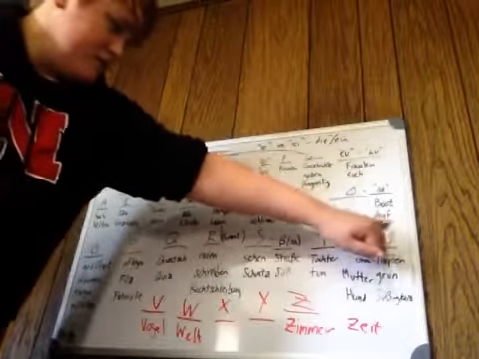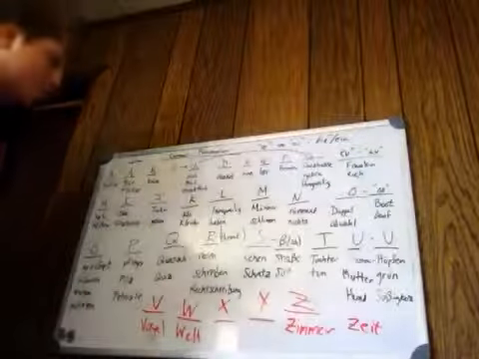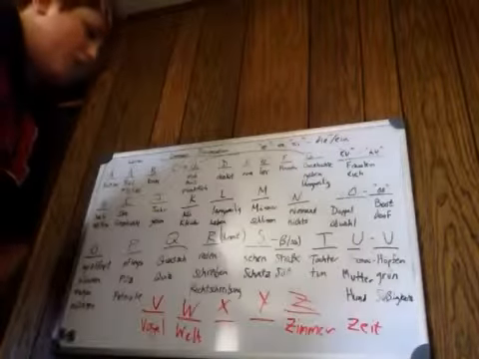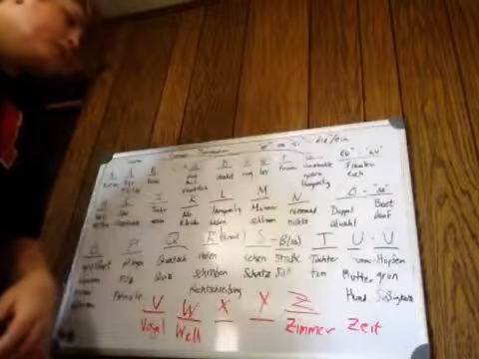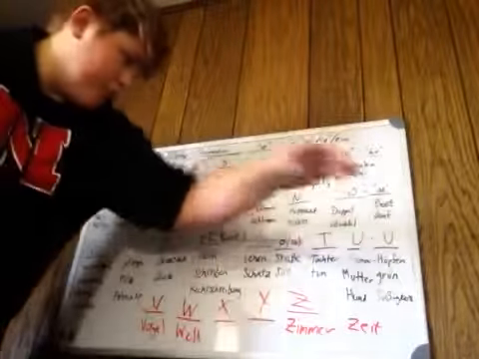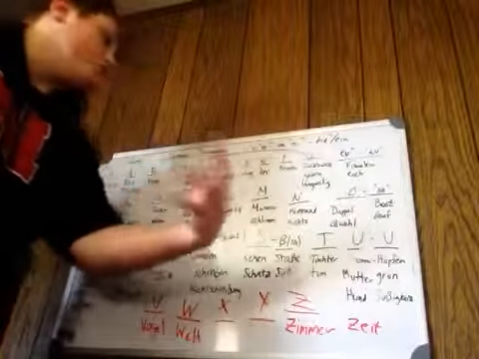Or doof. This word is a way of saying stupid in German. There are a couple ways of saying stupid in German, like doof or blöd or dumm. Doof.